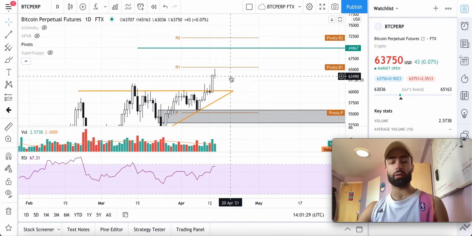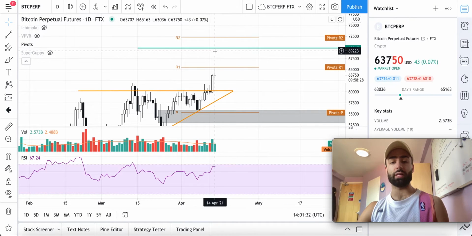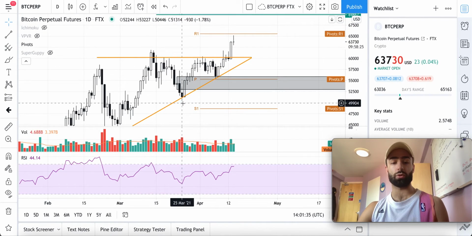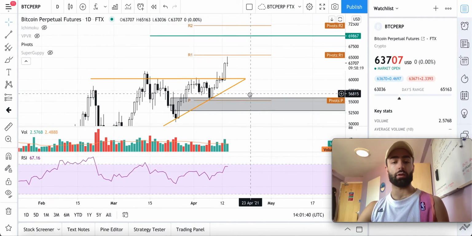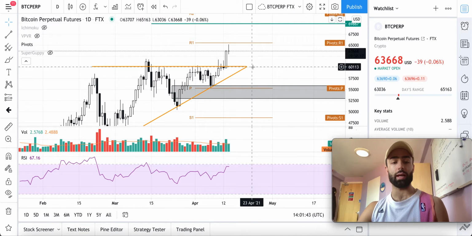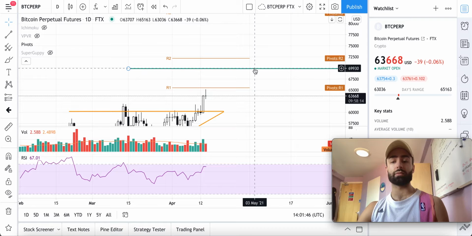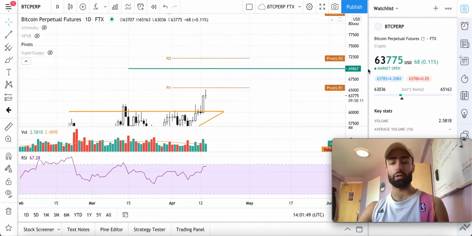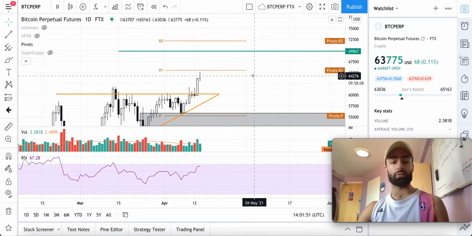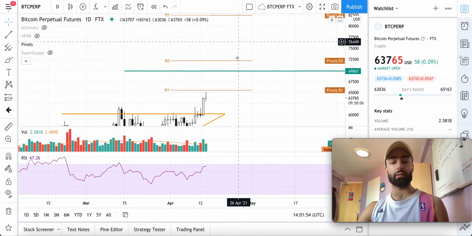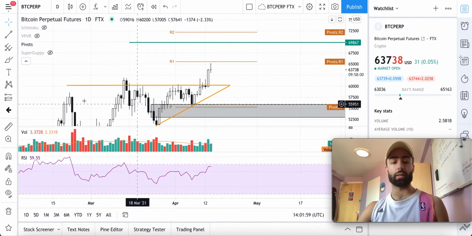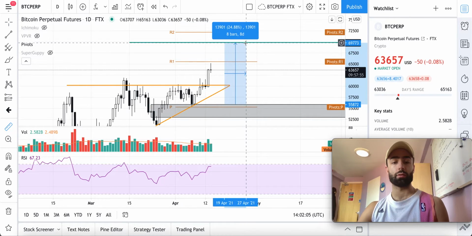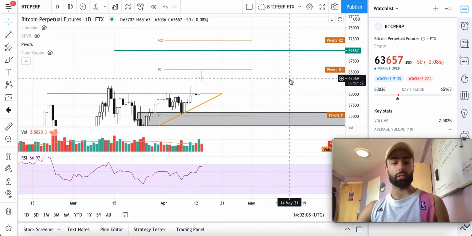I'm still ultimately targeting the roughly 70K level, and that's because of this inverse head and shoulders pattern right here, where we have our left shoulder, head, right shoulder, and the target for that is from the head to the neckline. And if we measure up from the neckline, it gives us right around this price, which is roughly 69,867. So that's where I'm looking to sell. If we go higher than that, that's totally fine. But I will probably sell my position there, just because at that point that will have been an appreciation of about 25%. So that's pretty good.